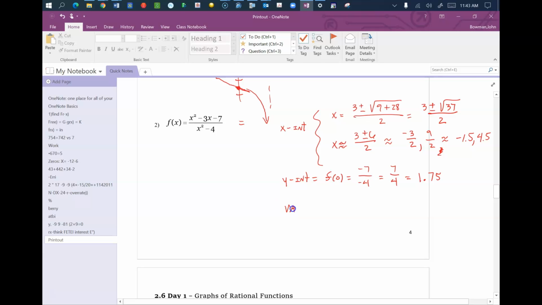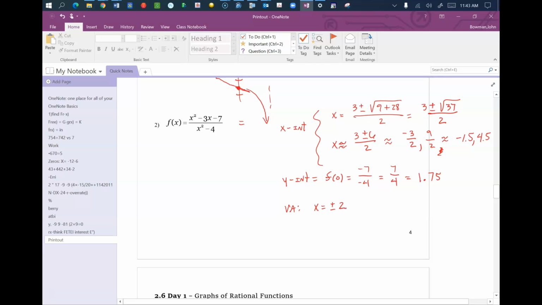Vertical asymptotes. Vertical asymptotes are where the real zeros of only the denominator are. Well, we can see that the denominator factors into x plus 2 times x minus 2, so we have vertical asymptotes at x equals plus or minus 2. We have 2 of them.